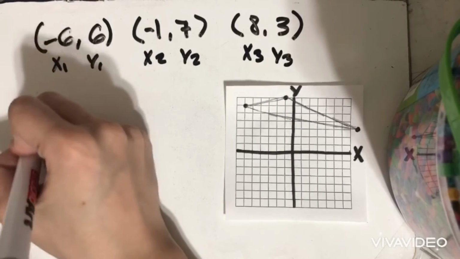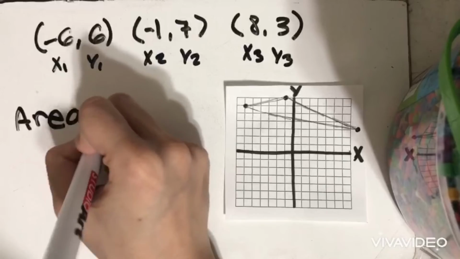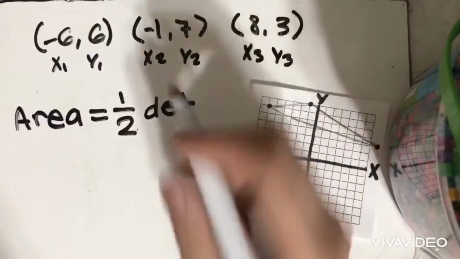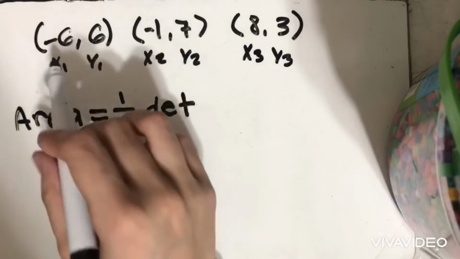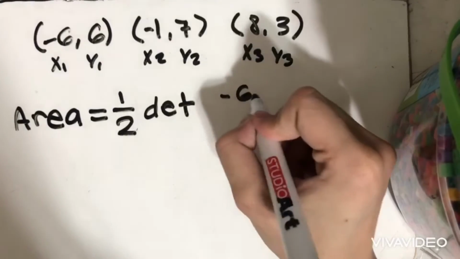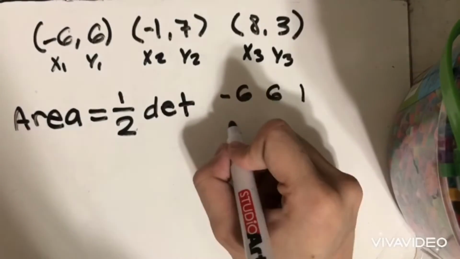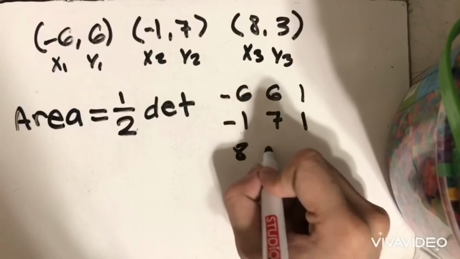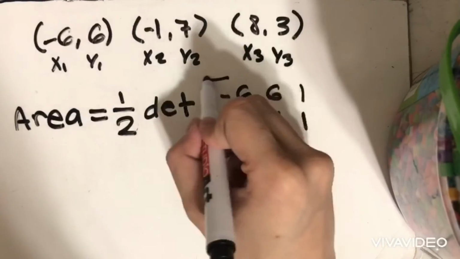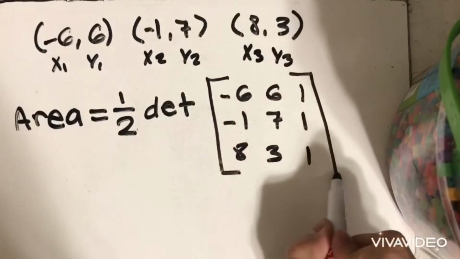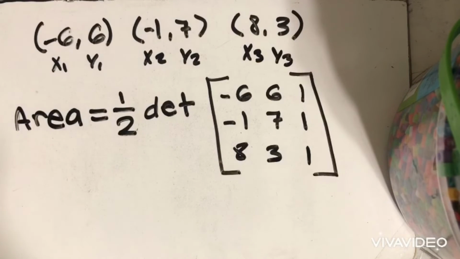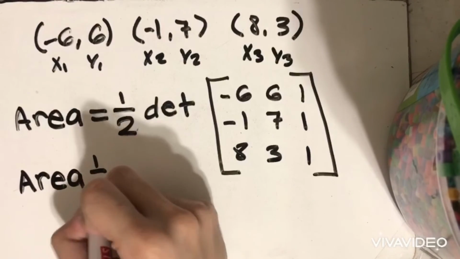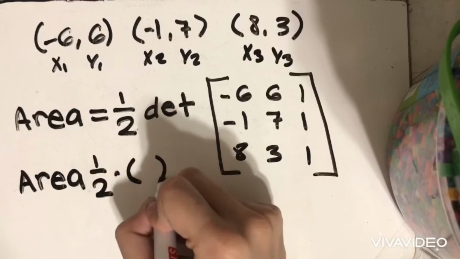Next, I am going to write down my formula to solve for my area. So area equals 1.5, and then DET. And then onto my right, we're going to write down the coordinates. Don't forget to add the ones onto your right. So -1, 7, and then a 1, 8, 3, and a 1. And that will be your matrix to find the area. Then moving on to the bottom, I am going to rewrite my formula like the top and type my matrix in the calculator to find the determinant.